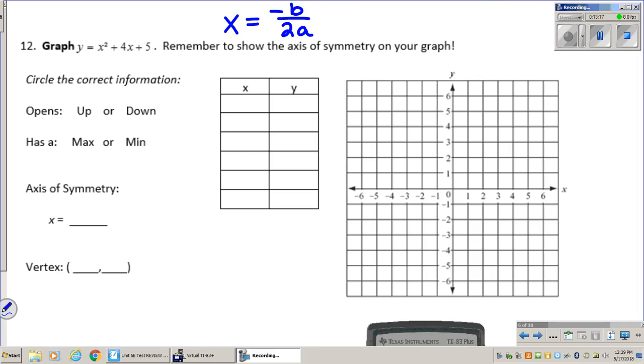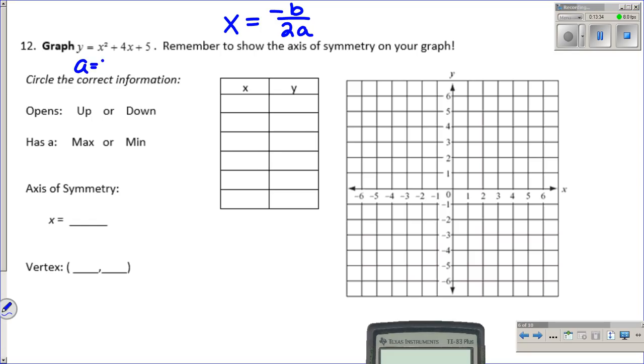Okay, we're going to take a look at number 12. I've written the axis of symmetry equation on the board to remind you, in order to find the axis of symmetry, you need to find the opposite of b and divide by 2 times a. So in the equation, a is your coefficient of x squared, so this a value equals 1, b equals 4. So to calculate your axis of symmetry, you're going to say the opposite of 4 divided by 2 times 1, that's 2. And negative 4 divided by 2 equals negative 2. So your axis of symmetry is x equals negative 2.